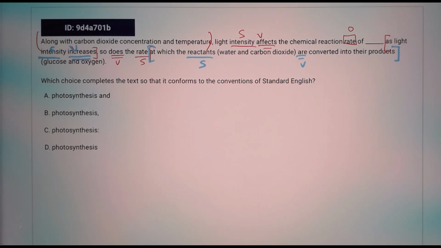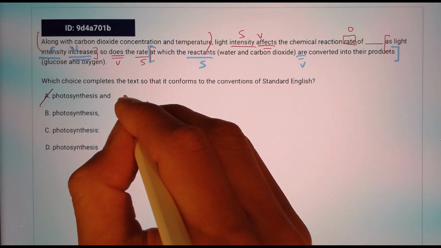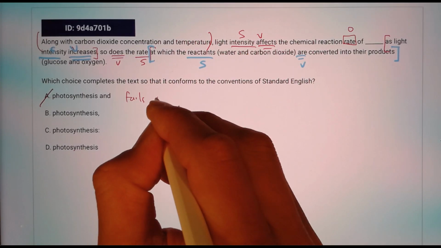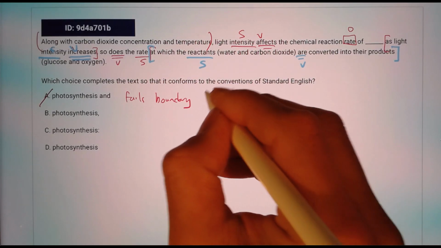All right, so if you put choice A, if you say light intensity affects the rate of photosynthesis, that's wrong. We are missing a comma, so it fails to mark the boundary. Fails the boundary issue. And I'll say also this is a run-on.